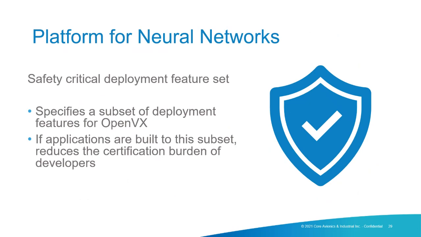The last interesting feature set is the safety critical deployment feature set. And this specifies a subset of deployment features within OpenVX that an application is supposed to target to reduce the certification burden of the application developers. So it really calls out the functions that you should use because there might be alternatives to those functions that would be difficult to certify in the end application. And so if applications focus on using the subset of functionality, they'll be more easily able to get the artifacts associated with their certification.